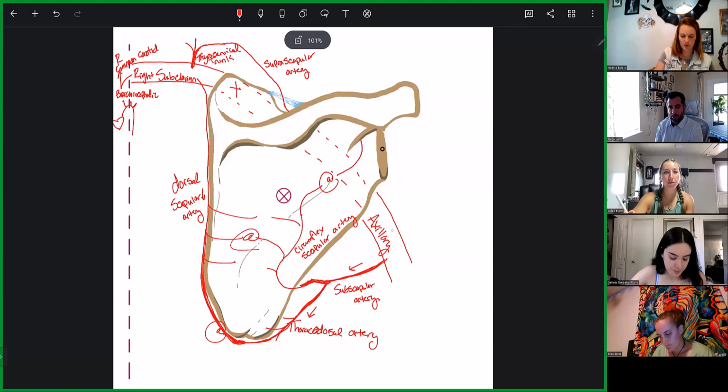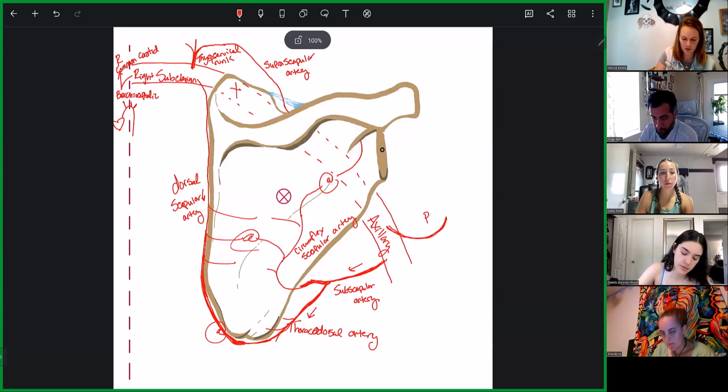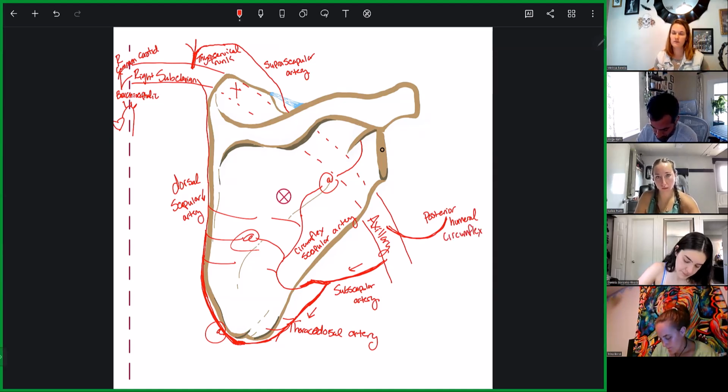Let's just go ahead and throw another one that would be looping around the humerus, because the humerus is going to be over here, articulating with that glenoid fossa. I'm drawing this one to wrap around the back of the humerus since we are very posterior right now. This will be our posterior humeral circumflex. That will be traveling, remember, with the axillary nerve.